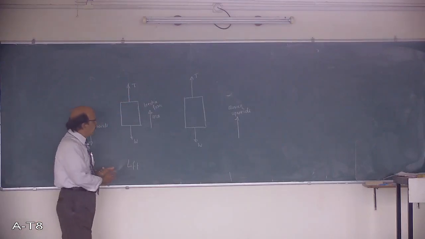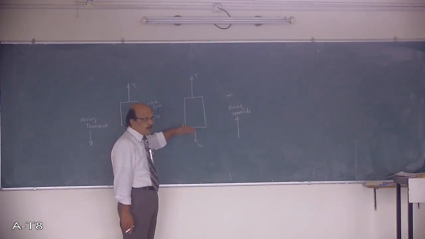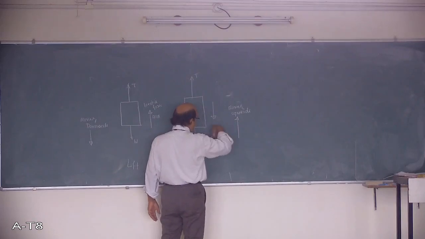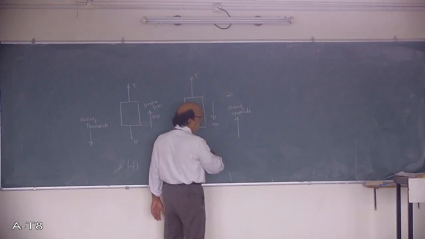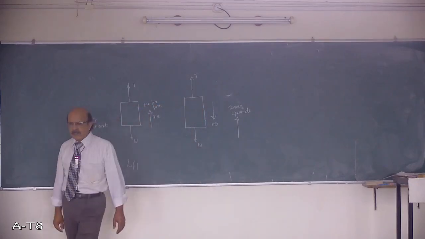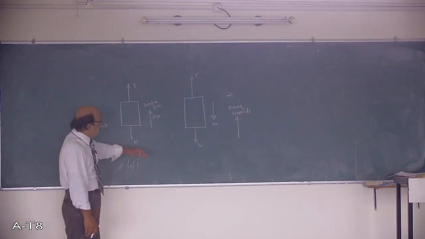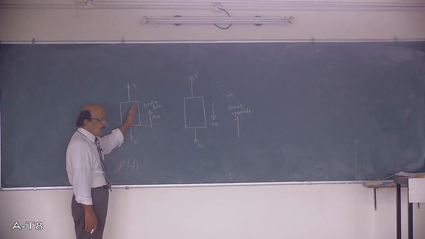Similarly, when the lift is moving upwards, the inertia force will act opposite to the direction of movement as well as the acceleration. Always it will be opposite to the direction of the acceleration. So therefore, the inertia force is acting downwards here, and here the inertia force is acting upwards.